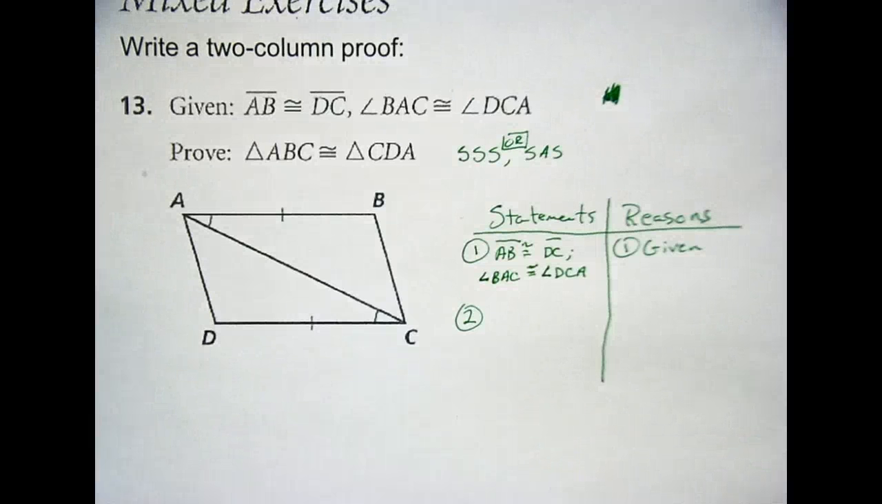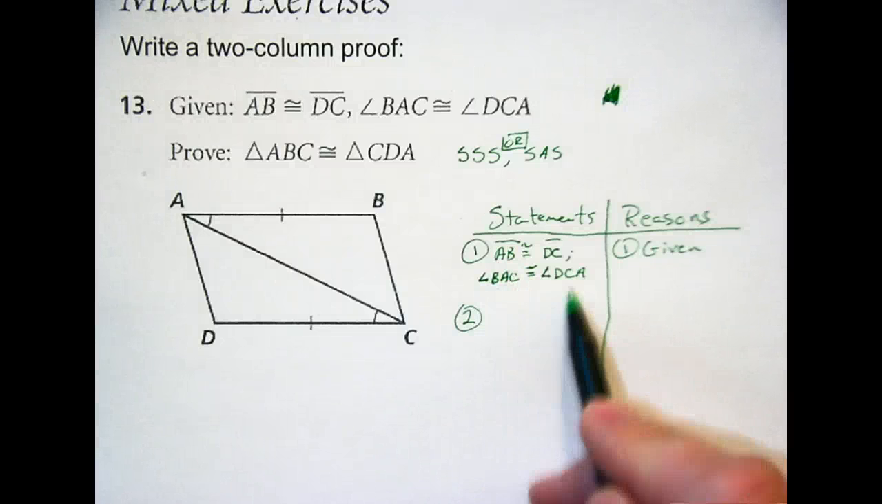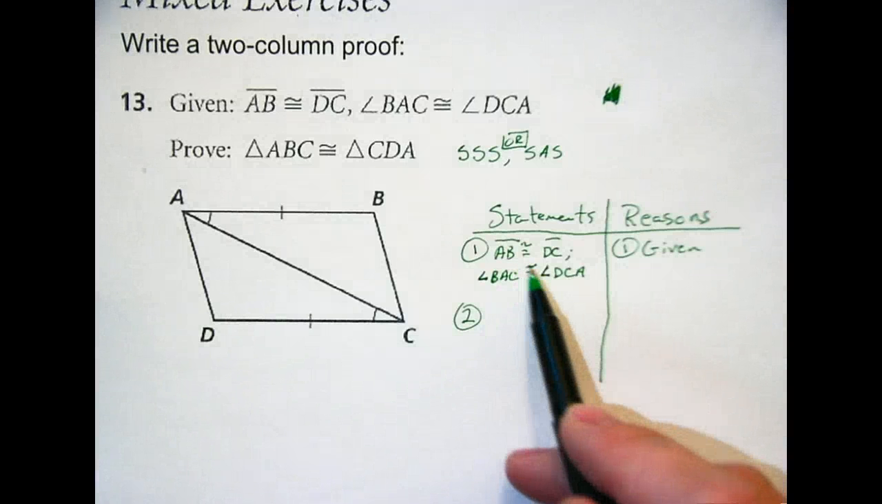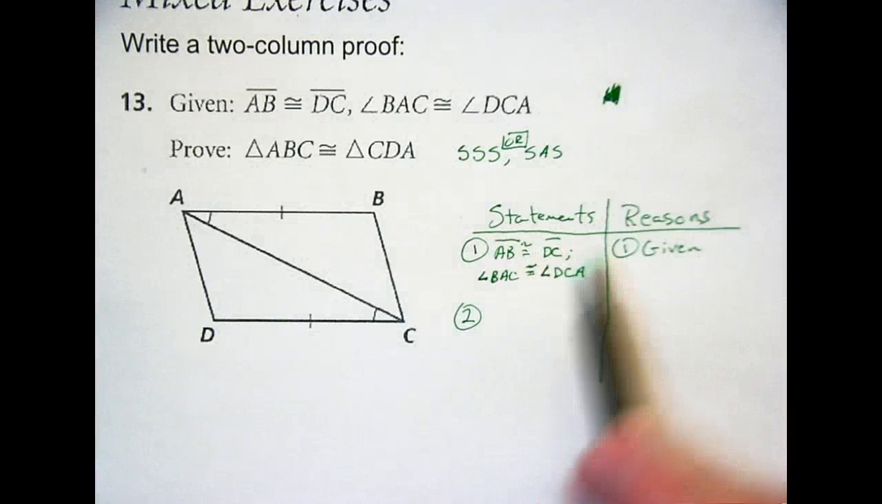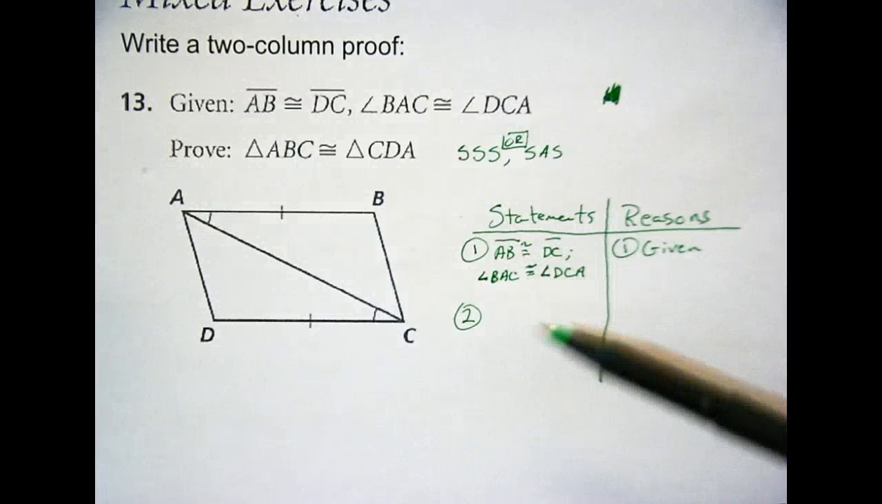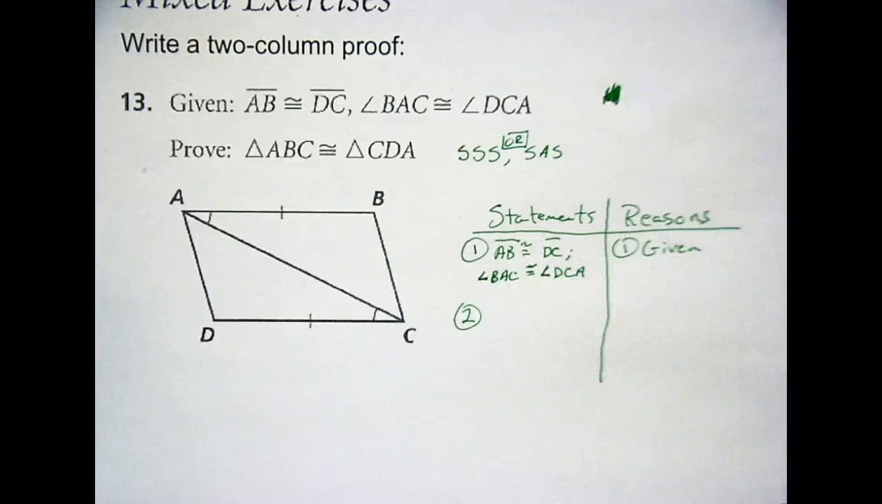So, do I have side angle side? Do we have side angle side? We do? I see a side and I see an angle. I don't see another side. We haven't said another side's congruent. Do I have side, side, side? Have I said in my statements you have to have said three sides congruent or a side, an angle, and a side congruent? I haven't said either of those. I've said a side and an angle. So the next logical piece would be to try to find another side.